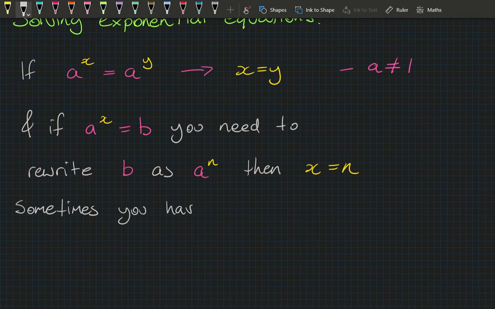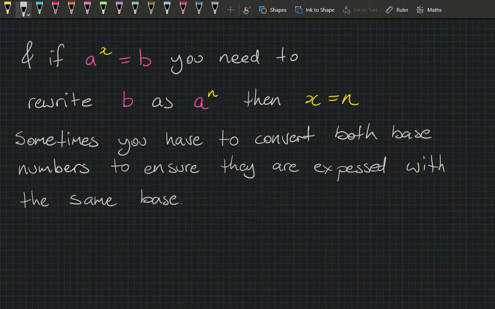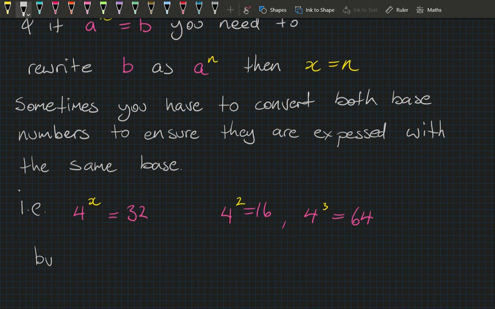But sometimes you're going to need to convert both base numbers to ensure that they're now expressed with the same base. So for example, if I had 4 to the x equals 32, well, 4 to the 2 is 16 and 4 to the 3 is 64. So I can't just raise 4 to some power to figure out 32. But you can see that 4 is actually equal to 2 to the 2 and 32 is equal to 2 to the 5.